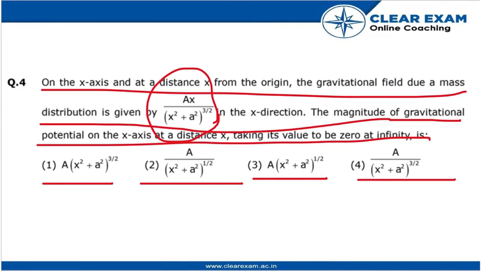Now integrating both the sides, we get integral of dV from 0 to V and integral of ax upon (x square plus a square) whole 3 by 2 dx from 0 to x. On solving LHS and RHS, we get V equals a upon (x square plus a square) to the whole 1 by 2. Now seeing which answer matches our answer, it is option number 2. Hence we can say that option 2 is the correct answer.